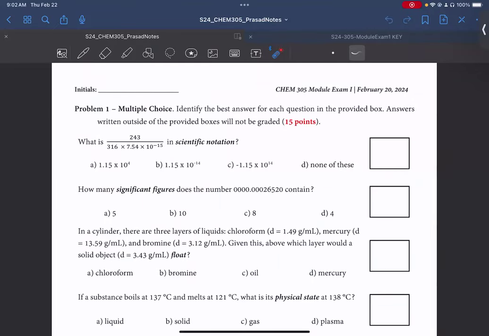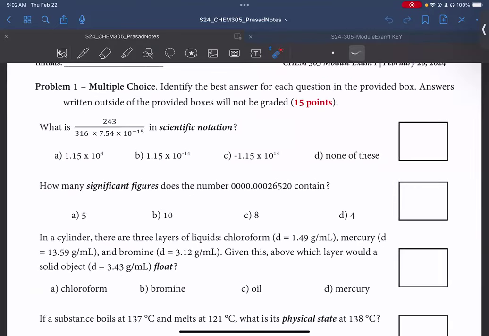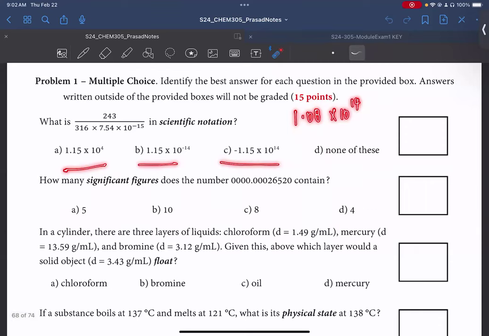Multiple choice first. I think as a whole, this was a well-performed section. Some of the mistakes made here were somewhat typical. For example, right here, if you put this into the calculator, I think it's something like 1.08 times 10 to the 14th. The number may not be exactly correct, but the point is that none of these quite match that. So the answer was simply none of these.